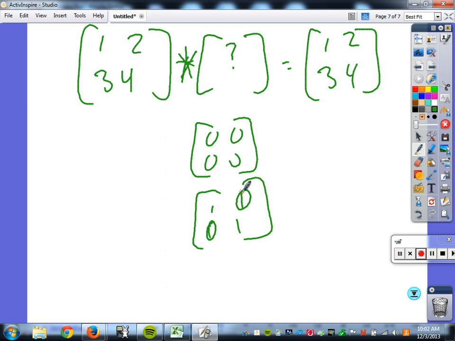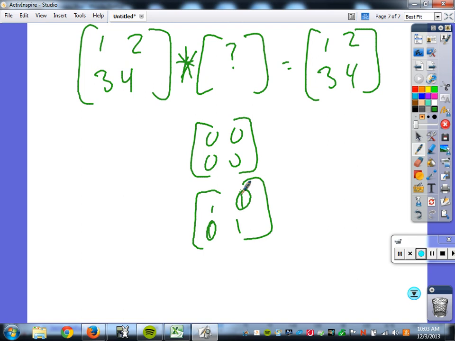Watch with me now. 1 times 1, 2 times 0, that's 1. 1 times 0 is 0, 2 times 1 is 2. 3 times 1 is 3, 0 times 4. This is called the multiplicative identity. So if you ever want your matrix to be the same, you would use the multiplicative identity. And that's what it is.